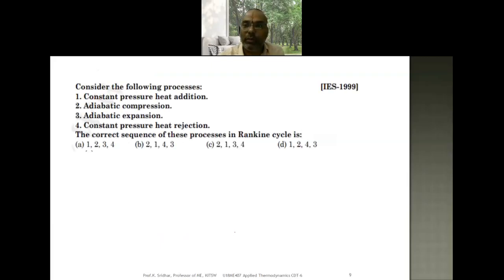So based on this input, let us try to answer a few important questions which were asked in the previous GATE examination. Consider the following processes: constant pressure heat addition, adiabatic compression, adiabatic expansion, constant pressure heat rejection. The correct sequence of these processes in the Rankine cycle is, and always you have to remember the sequential arrangement of components in a thermal power plant: boiler, followed by turbine, followed by condenser, followed by pump. Always remember BTCP: boiler, turbine, condenser and pump.